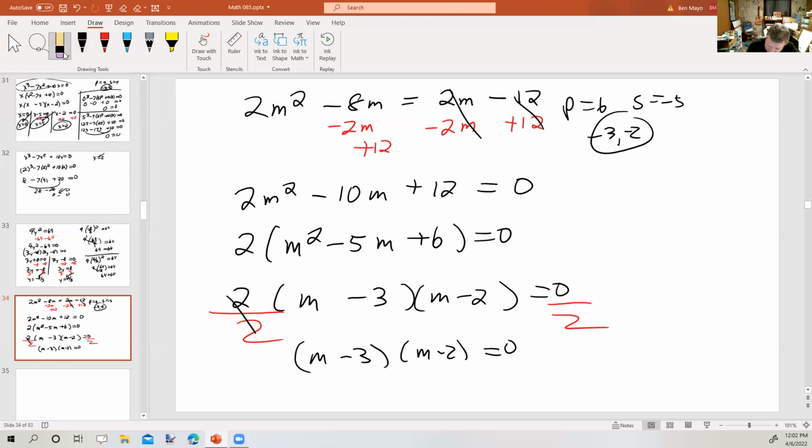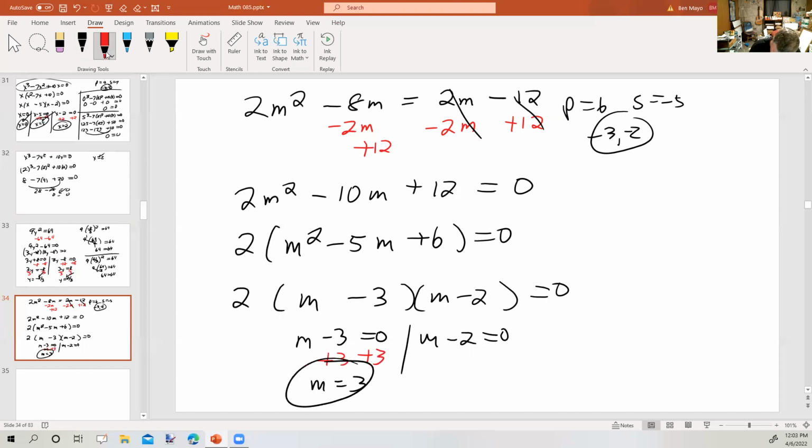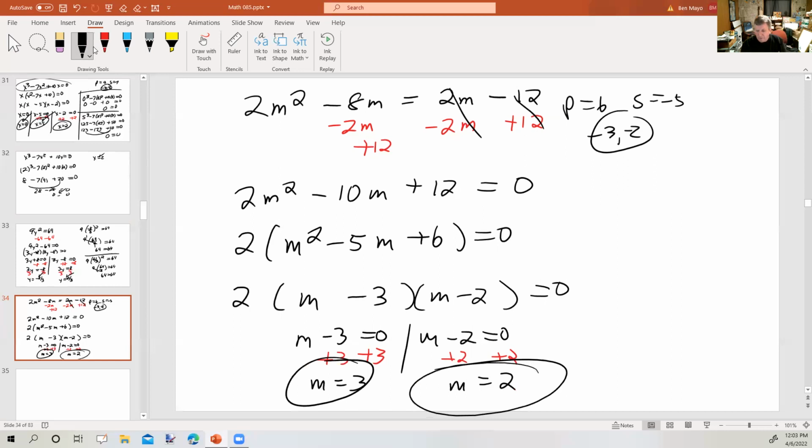But because we can do that, what we can do instead is just take each factor that contains a variable, set it equal to 0. We can ignore the 2 because we could in fact divide both sides by it and get rid of it, okay? But only because it's a constant, not a variable. Add 3 to both sides, m equals 3. Add 2 to both sides, m equals 2. All righty.